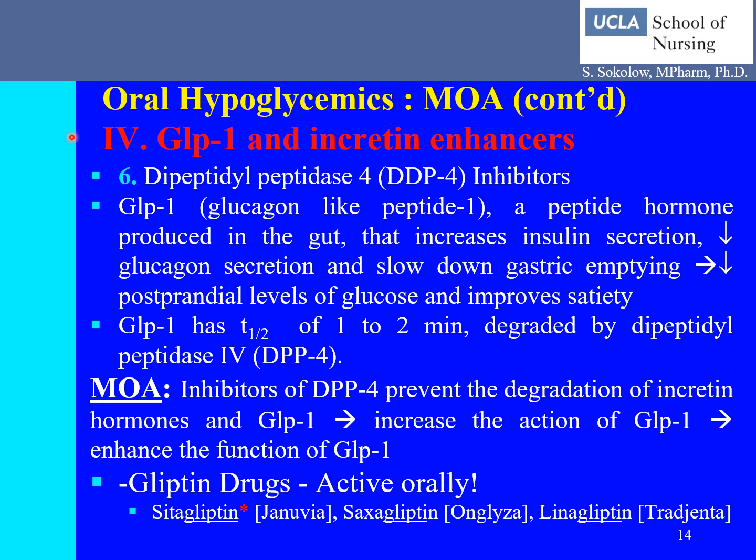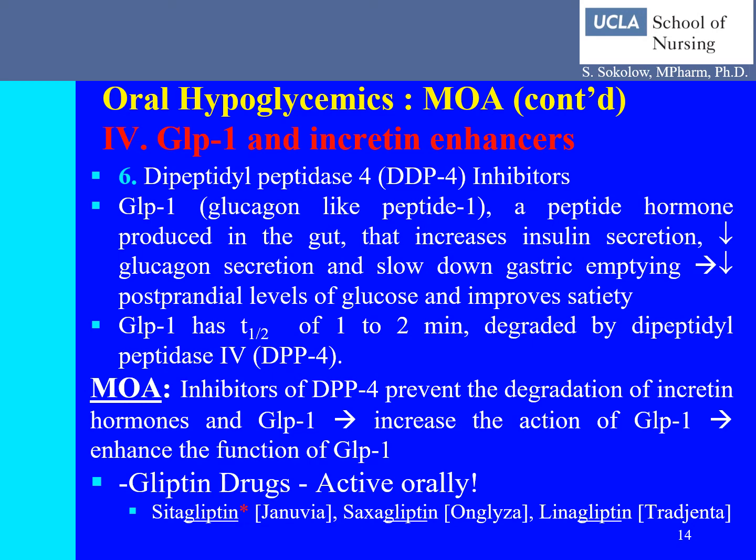So the next group of agents are the GLP-1 and the incretin enhancers. So these are newer oral hypoglycemic drugs. They are newer agents. And first you have the dipeptidyl peptidase 4 inhibitors, so the DPP-4 inhibitors. So first of all, what is GLP-1? It's called the glucagon-like peptide 1. It's also a peptide hormone that is produced in the gut and will increase insulin secretion after a meal. It will also reduce the secretion of glucagon and slow down gastric emptying, and therefore will reduce the postprandial level of glucose and improve satiety.